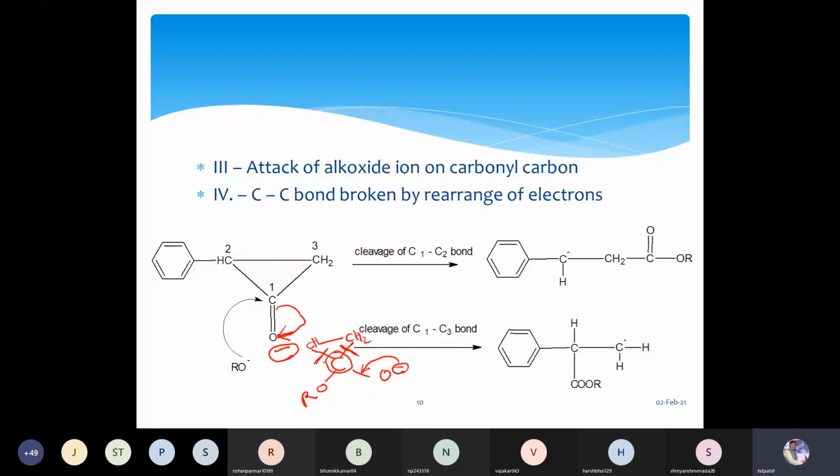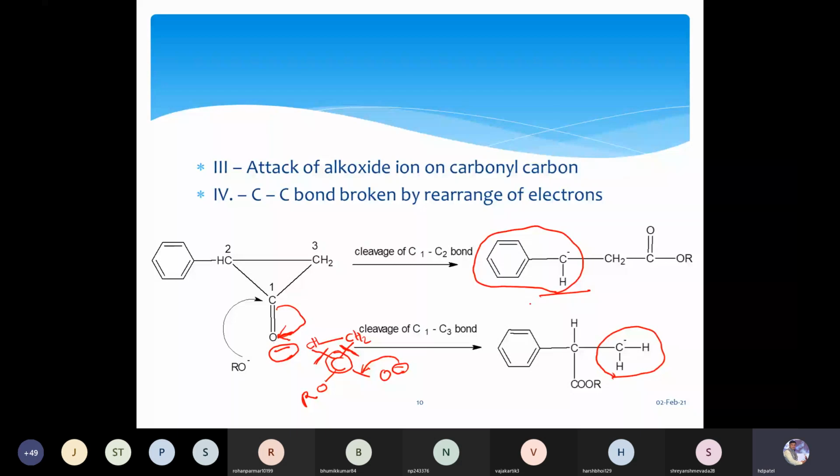Now due to the breaking of the bond, we will get 2 intermediates. Here you can see we are having 2 intermediates, one intermediate and another intermediate. This intermediate is known as methylene carbanion, and this intermediate is known as benzyl carbanion. And as per the stability of carbanion, which one is more stable?